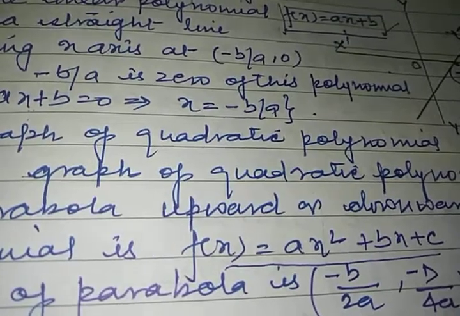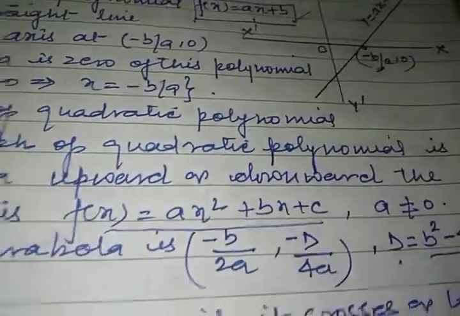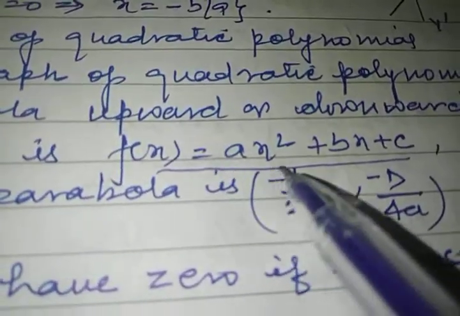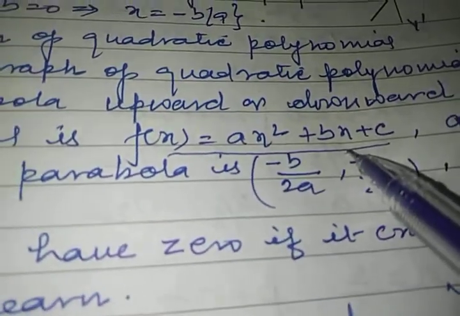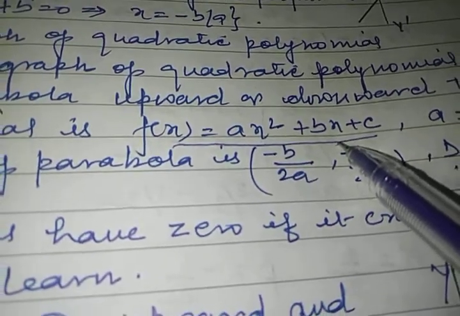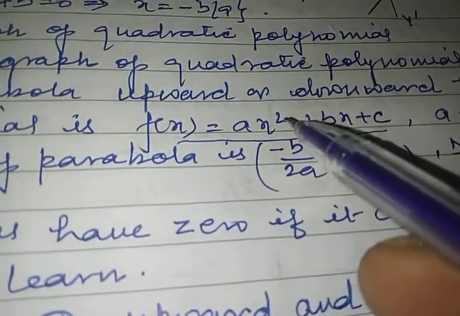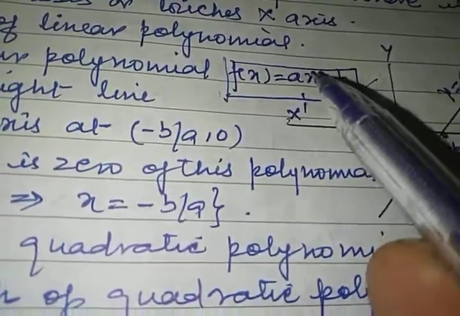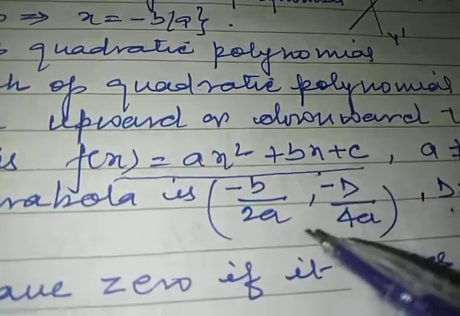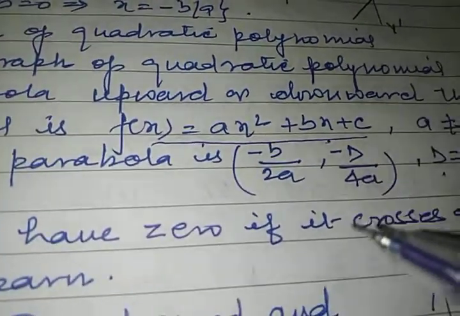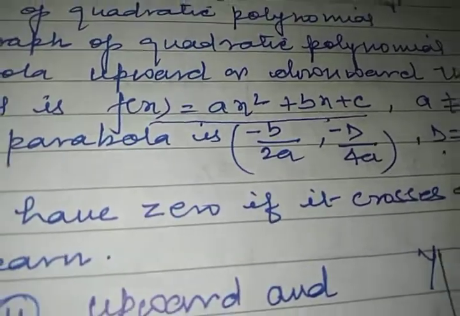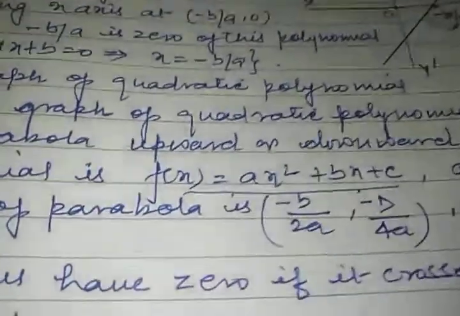Then children comes the graph of the quadratic polynomial. Now the quadratic polynomial is of the form f(x) is equal to ax square plus bx plus c. In this polynomial, just remember it is of 2 degree, so it will be having 2 zeros. It was of 1 degree, so it is having 1 zero. A polynomial of 3rd degree will have 3 zeros, a polynomial of 4th degree will have 4 zeros, and a polynomial of n degree will have n zeros. Just keep it in your mind.